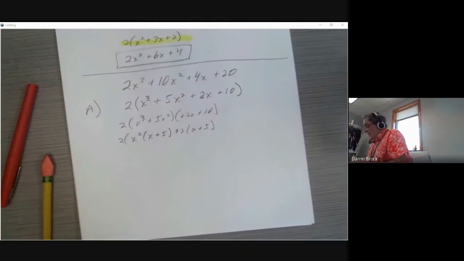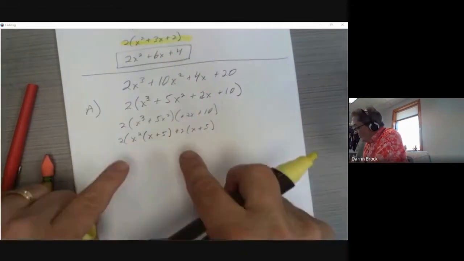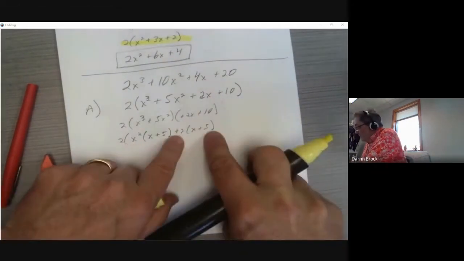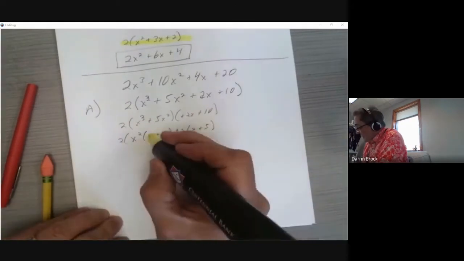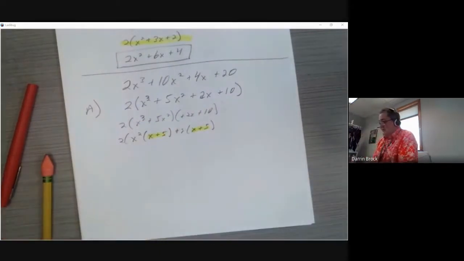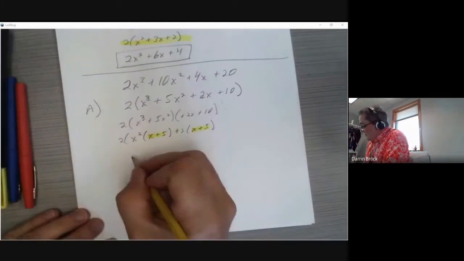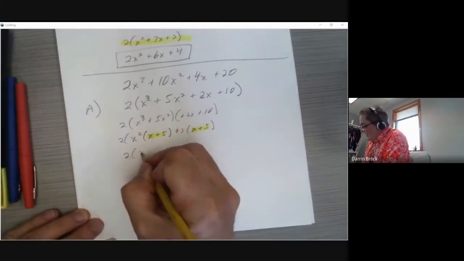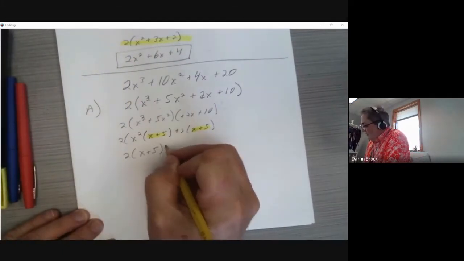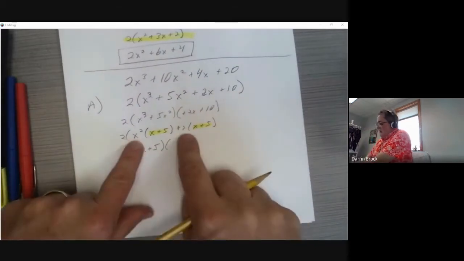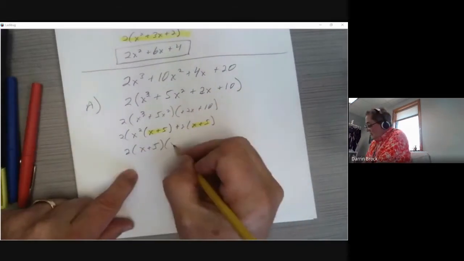So if we look at it, now we're down to 2 terms: x squared times x plus 5, plus 2 times x plus 5. X plus 5 is common to both of those. So we factor it out. So now we got 2 and we got x plus 5. And when we factor out x plus 5, what's left? X squared plus 2.